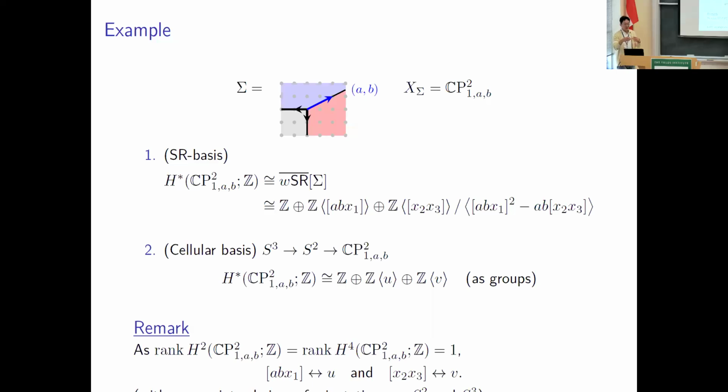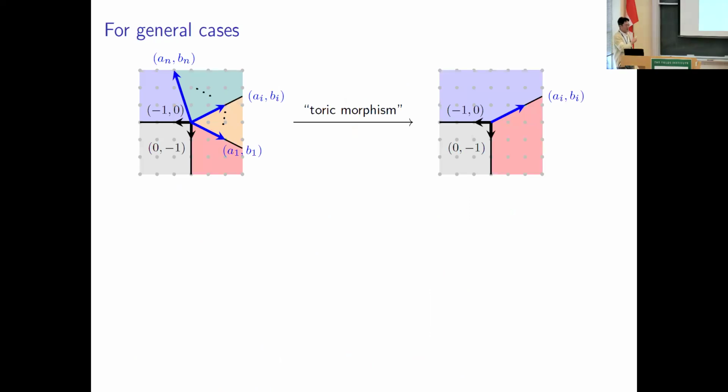Of course, there's some subtlety of the orientation problem, but there's a way to pick some nice orientation to match up. Okay, so this is one example which has a nice association with the cellular basis and the standardized basis. Okay, right. So let's think about the general case.